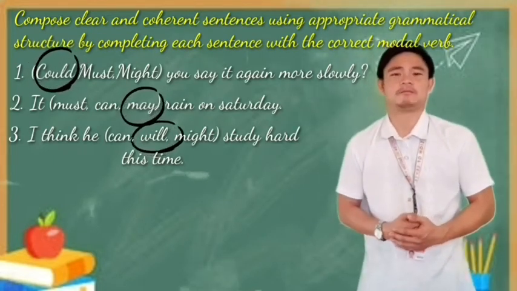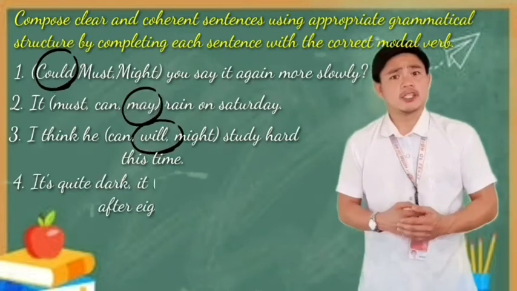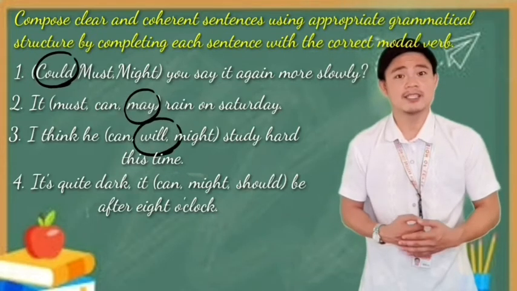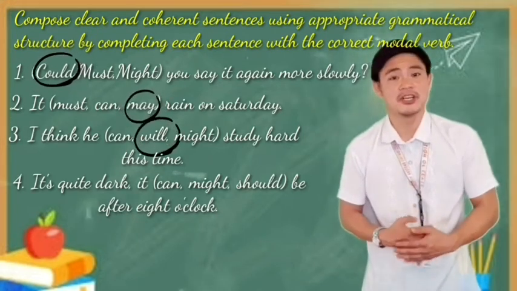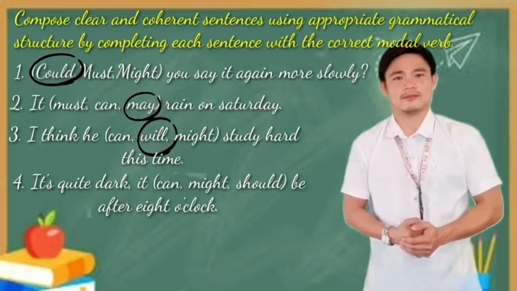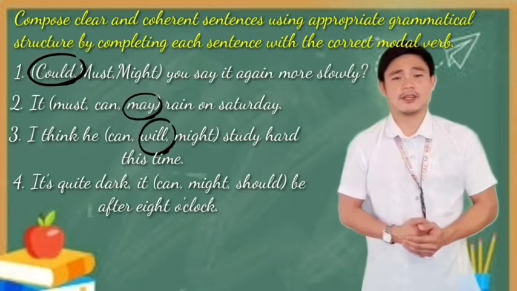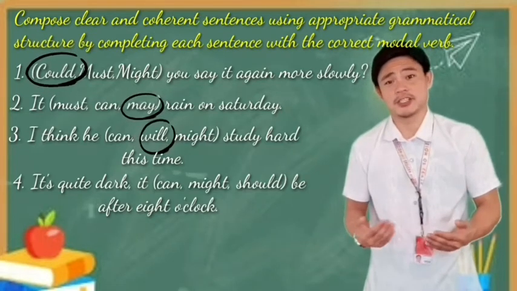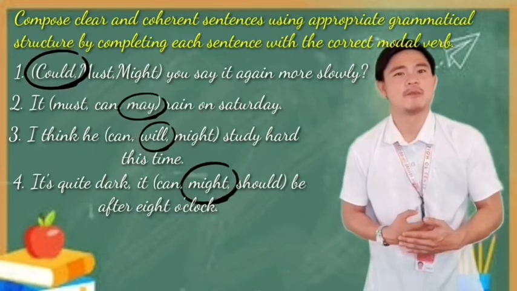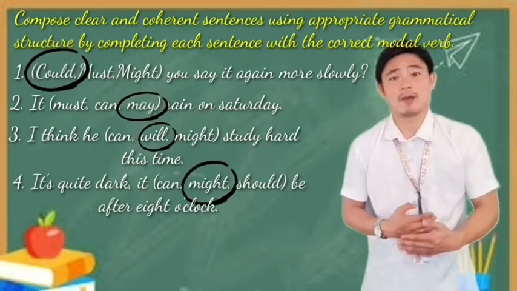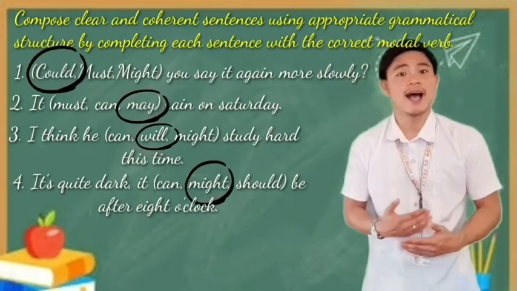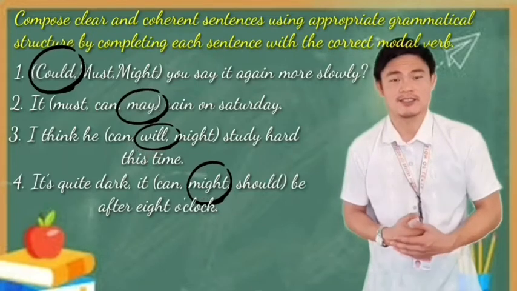Sentence number 4. It's quite dark. It can, might, should be after 8 o'clock. The correct answer for sentence number 4 is might, and might expresses probability. A probability that it's very dark outside, it might be after 8 o'clock in the evening.